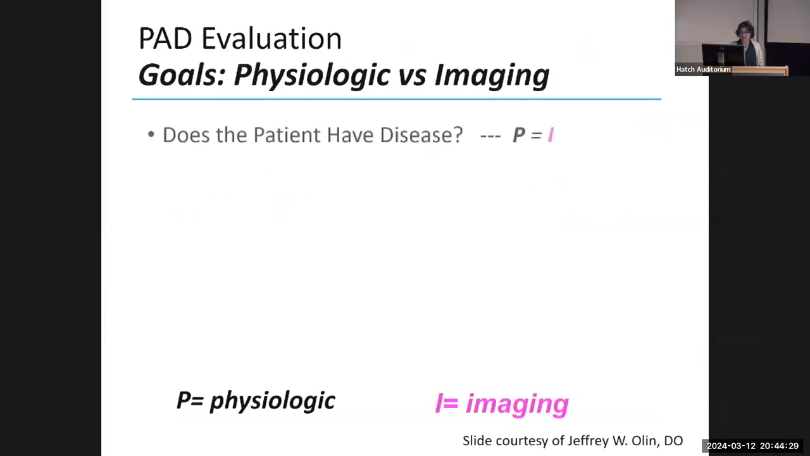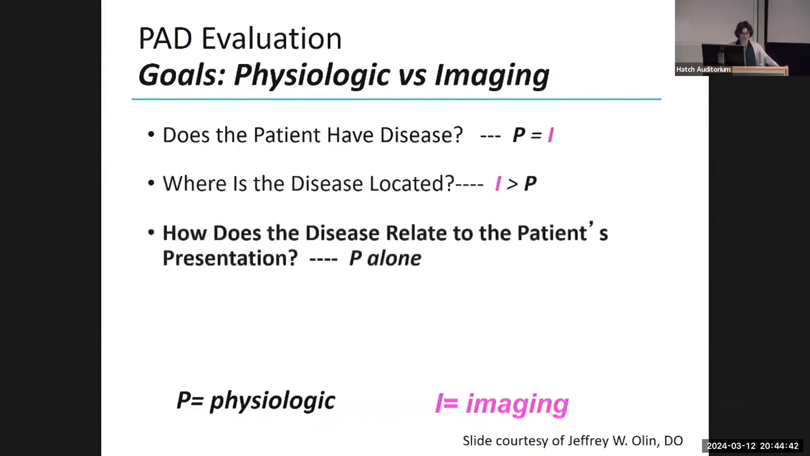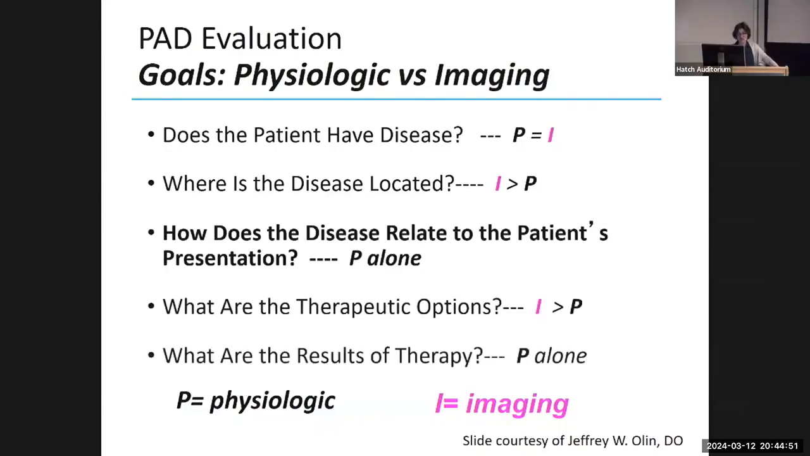So when you're thinking about physiologic versus imaging testing, either ABI or imaging will tell you if your patient has PAD. It'll identify plaque in the limb. If you want to know where it's located, imaging is probably going to be better than physiologic testing. But if you want to know how it relates to your patient's presentation, physiologic testing alone will tell you that. When we consider therapeutic options, the imaging is going to outperform physiologic testing. And we're thinking about whether or not our patients actually improved from the therapy we gave them. The physiologic testing will tell us that.